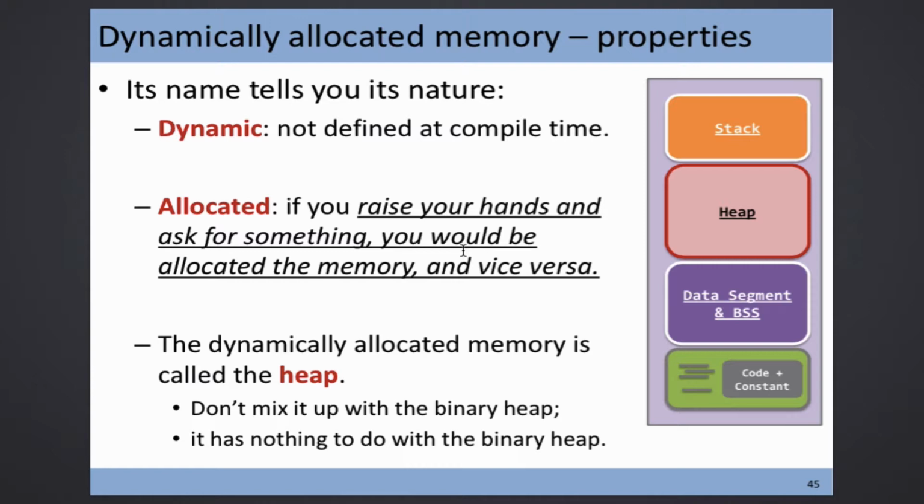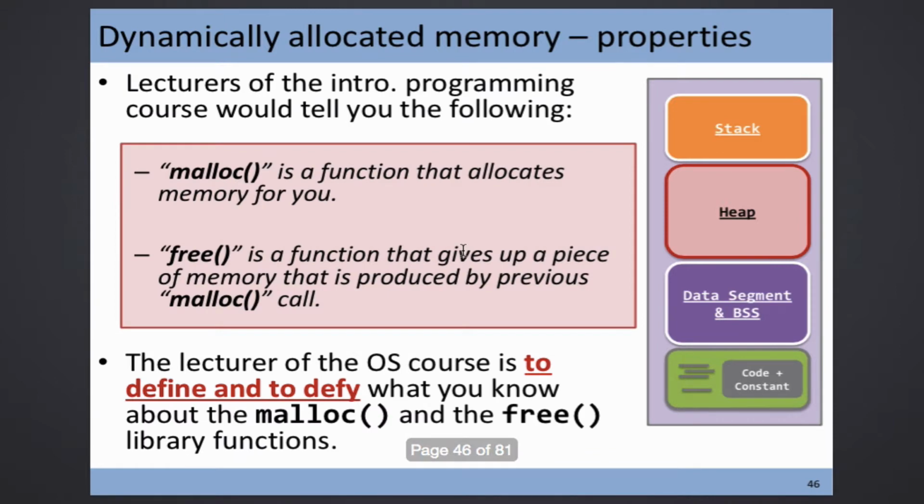Now don't mix it up with the Fibonacci heap. Don't mix it up with a priority queue. Don't mix it up with the binary heap. It's none of them. It's just called the heap. In English it is a pile of things. So the heap, you already know how to access that.